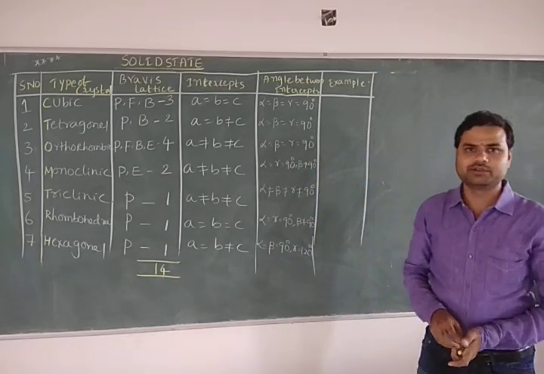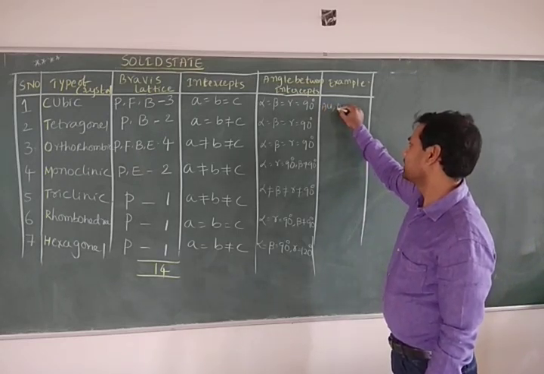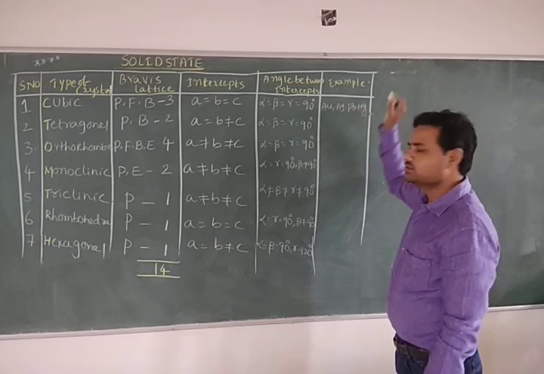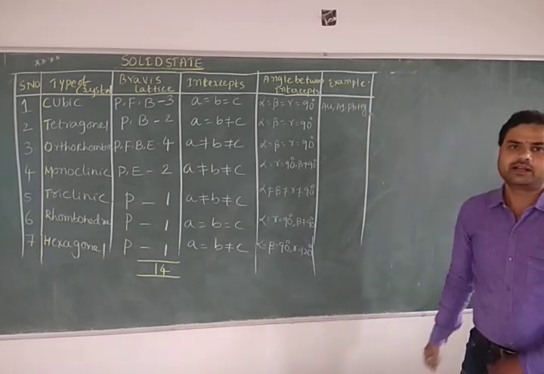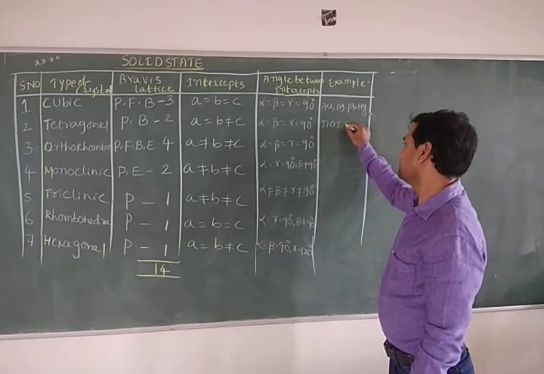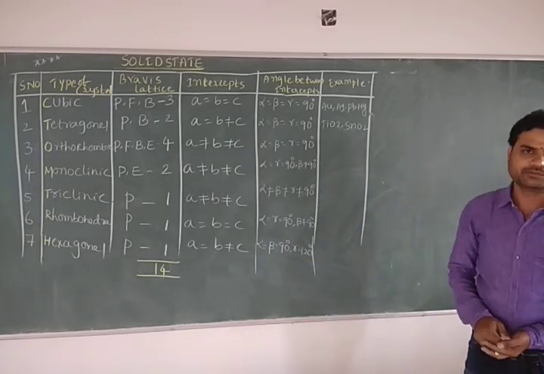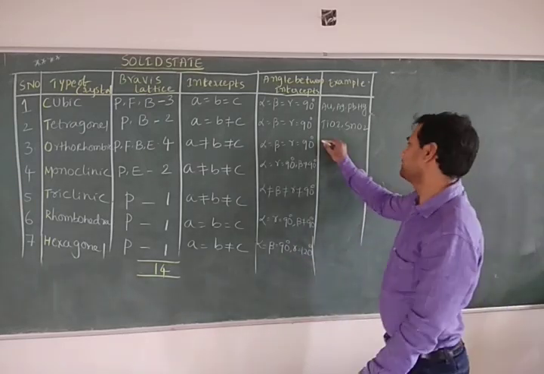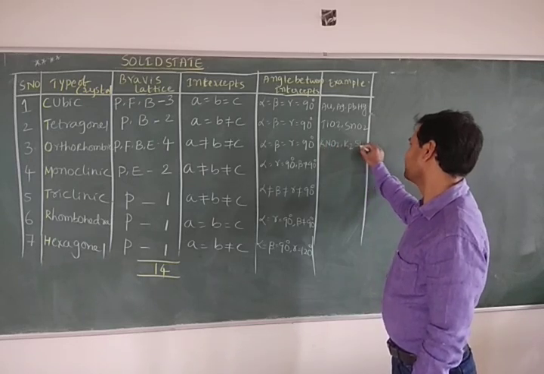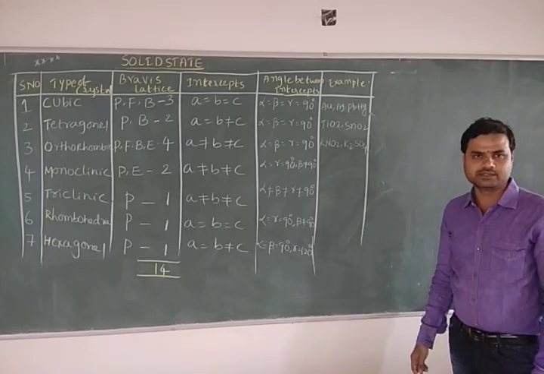And what are the examples? For this, I am taking examples: gold, iron, silver, lead, and mercury. And next one, for this we are taking the example of titanium oxide and SnO2. Titanium oxide and SnO2. And next one, we are taking the example KNO3, next to K2SO4. So these are the examples we are taking for this.